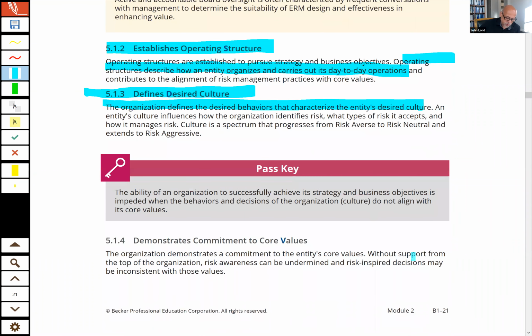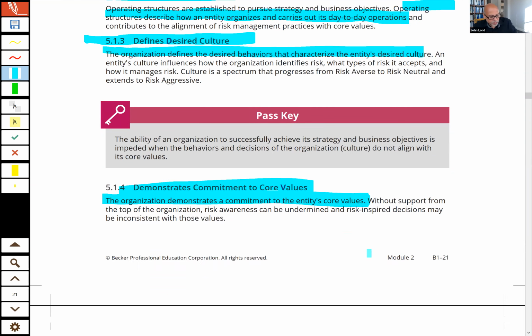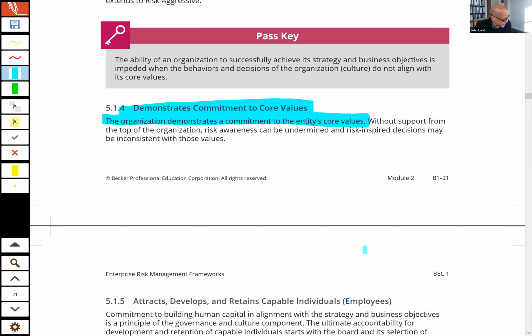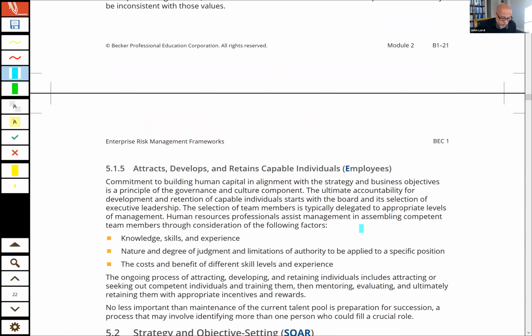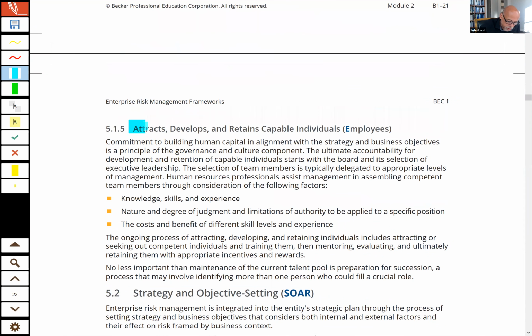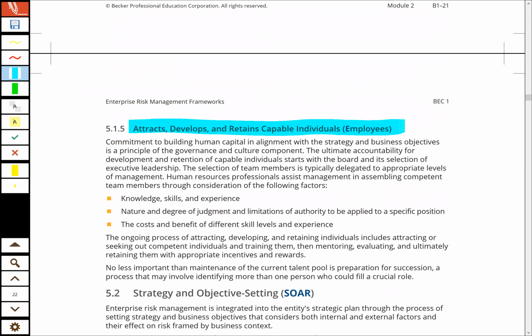We have to demonstrate commitment to those core values. And again, these do come down from the top, but culture also allows them to bubble up through the entity. Okay, good. Coming over. Then we will attract, develop, and retain capable individuals.